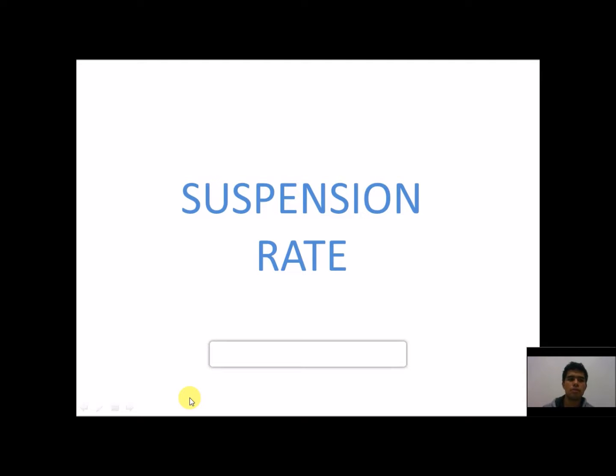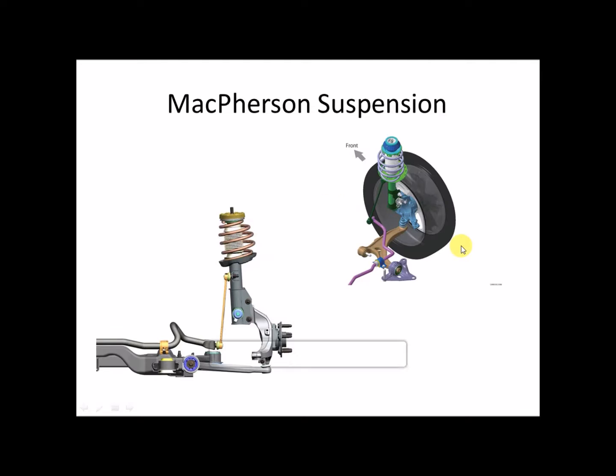In this case, we're going to compare two kinds of suspension. One is McPherson and the other one is short long arm suspension, or SLA, and both are independent suspensions. The McPherson, this is the way it looks, and it is commonly used in modern cars. And there is a kind with strut.